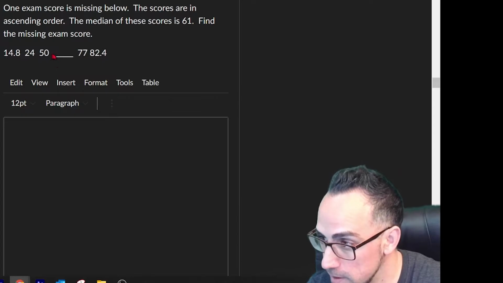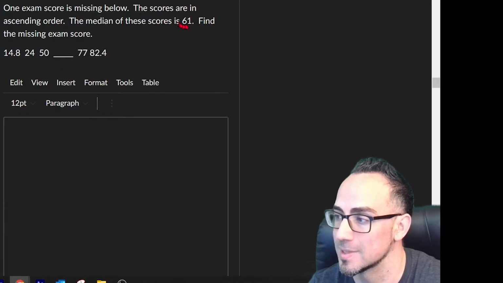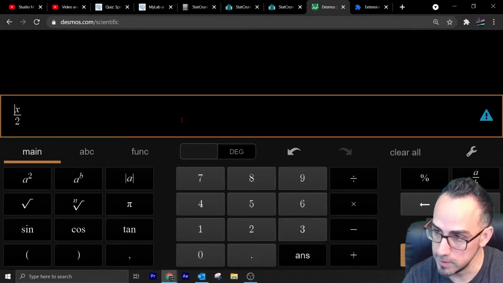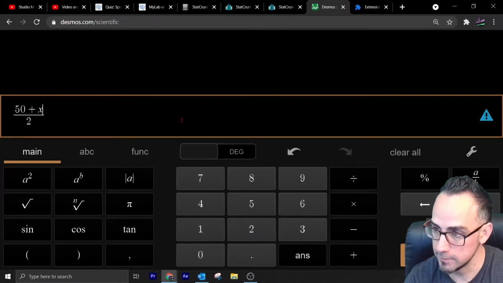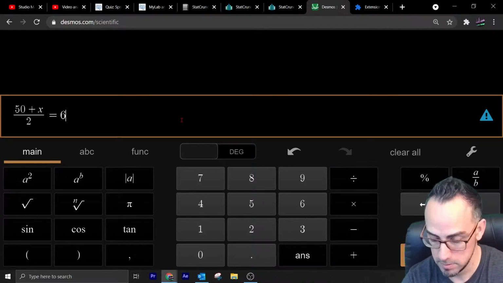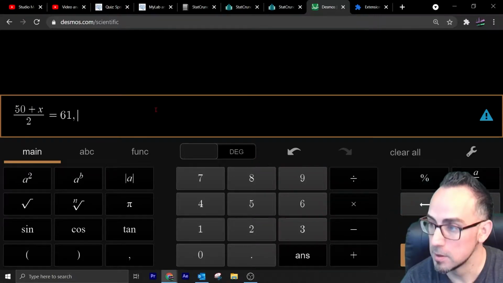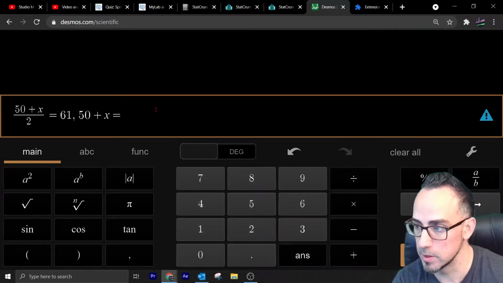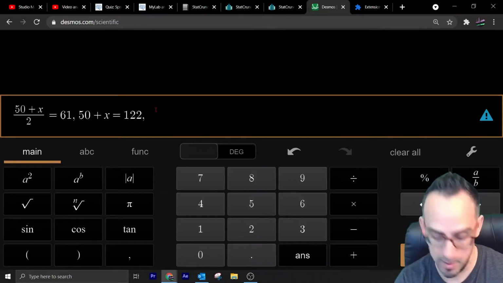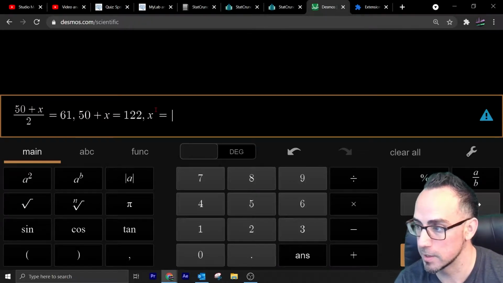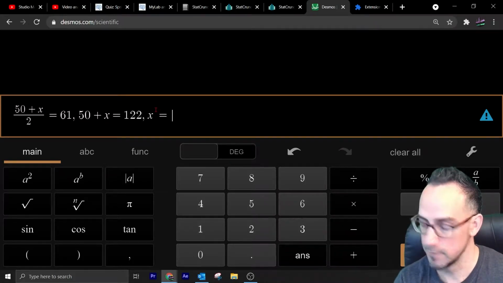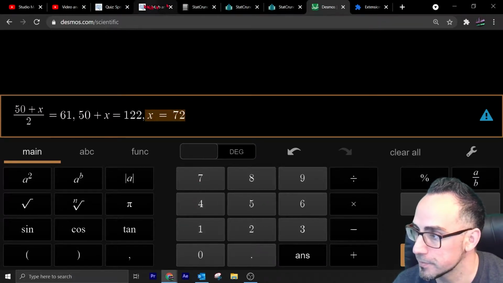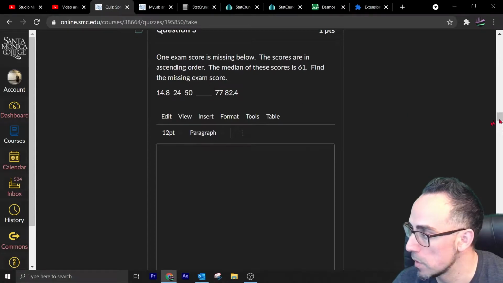So (50 plus X) divided by 2 should equal 61, right? (50 plus X) divided by 2 should equal what? 61, we said. So from that, we can say 50 plus X should equal 2 times 61. That's 122, right? From that, if we subtract 50 from both sides, we get X equals what? 72. Yeah, so that's it. The answer is 72. See how that works?